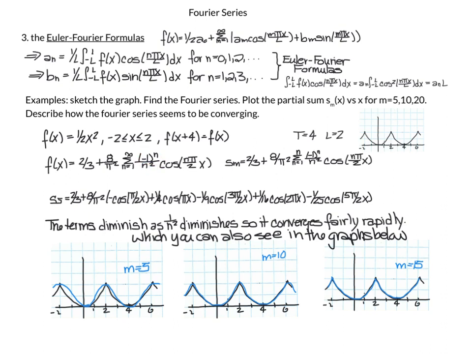So it converges fairly rapidly, which you can also see in the graphs below, which is really quite remarkable, because to think that you can take any periodic function and estimate it by using a bunch of sines and cosines.